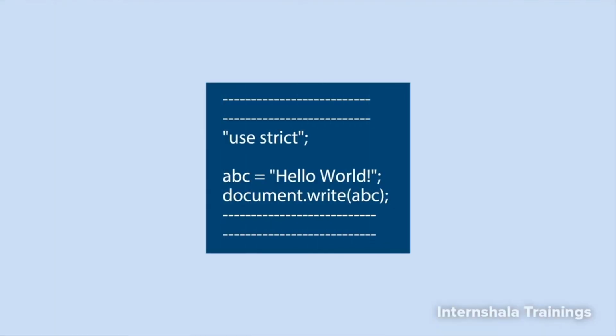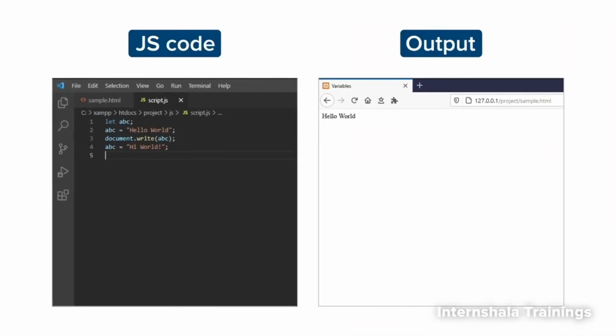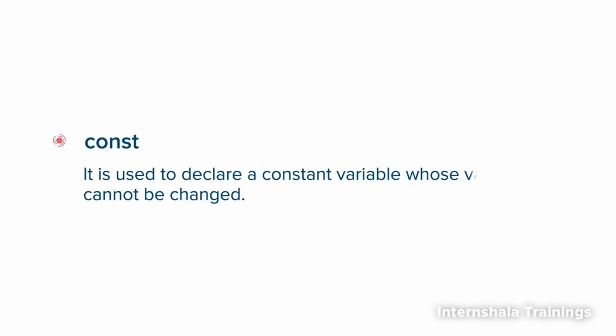Moving on next. Suppose in our code we have a variable which we want to use multiple times. We know that a variable can be changed by assigning a new value. So how can we prevent that, even by mistake, the value of the variable should not change at all? For this we have const. Const is used to declare a constant variable whose value cannot be changed.